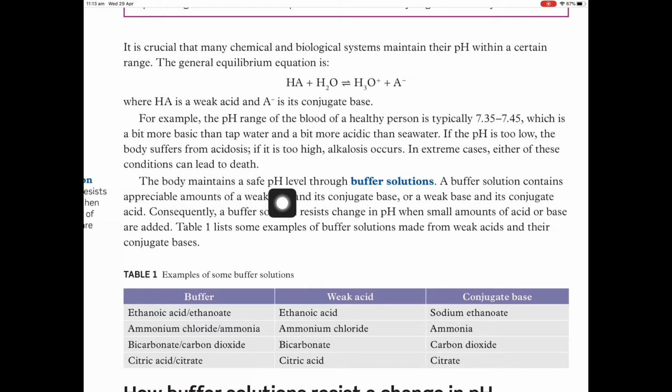So the body maintains a safe pH level through buffer solutions, and the buffer solution that's in our blood is the carbonic acid, bicarbonate and carbonic acid system. We'll look at that in a minute. But like any buffer solution, in our blood there's a weak acid and its conjugate base. So this system resists changes in pH in our blood.